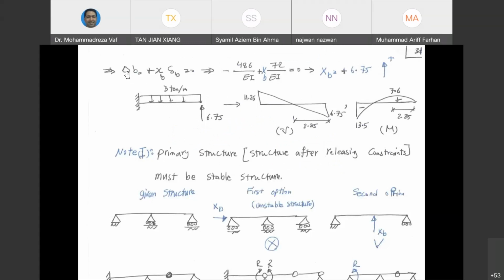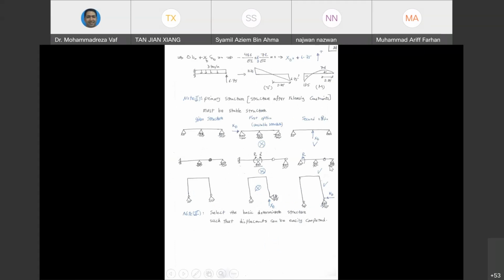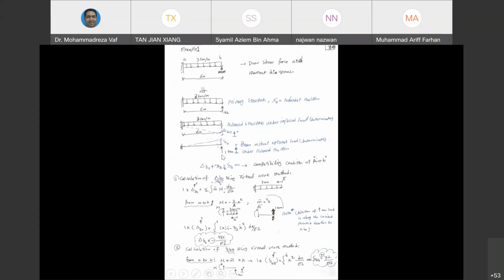So delta BO, you put the value there. Whatever is the sign, positive or negative, doesn't matter. You just put it exactly there, plus XP multiplied by delta B, which is 72 over EI. And from there, you get XP positive 6.75. So this positive direction that you get is showing that in the previous slide, this direction that we assume for our unit load is correct. If you get negative, that means in reality, the force that you apply should go toward down. So if you got positive, meaning the support reaction is in the direction of the unit load. If you got negative, that means the support reaction is in the opposite direction of this force.